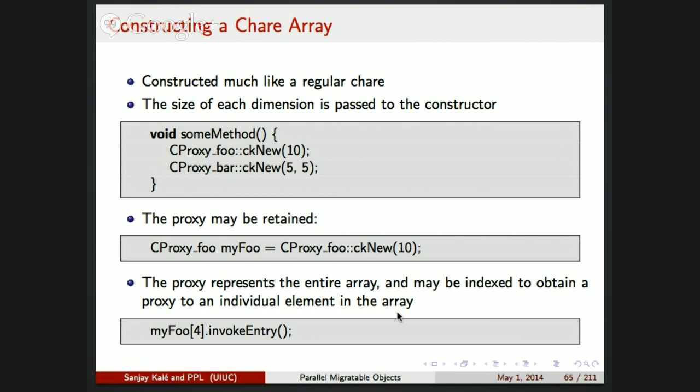So here we go in a little more detail about constructing the chare array. It's constructed similar to a regular chare with CkNew, except now you also need to pass in the size of each dimension. In this case for foo, we had our one-dimensional array, and we want it to be of size 10. Here we're creating a two-dimensional array with the first dimension of size 5, second dimension of size 5. Again, you may retain the proxy just as before, so you can message the chare. And the proxy does represent the entire array. To message an individual element in that array, you index it with the bracket or parentheses syntax, and then call the method as you would normally.